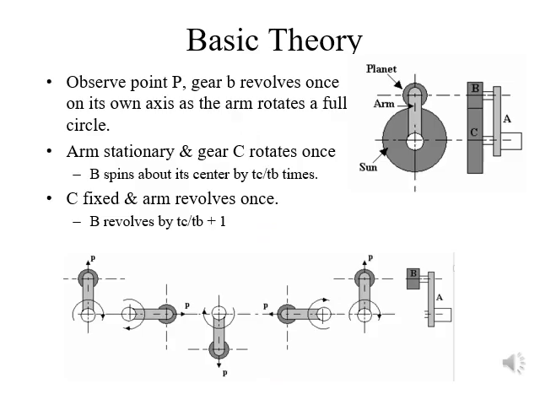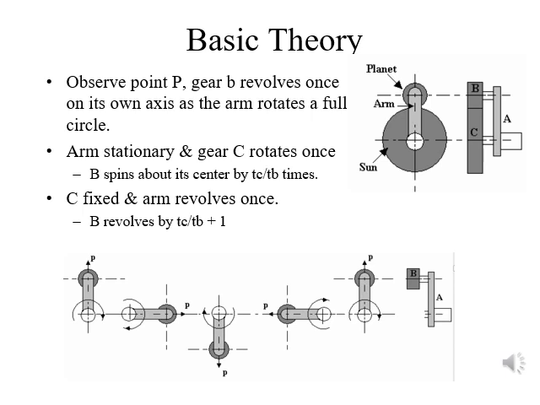The basic theory of the epicyclic gear train, you have A, B, C, D in this figure. B is the planet gear, and C is the sun gear connected using the arm. Over here you have to observe point P. Gear B revolves once on its own axis as the arm rotates a full circle.